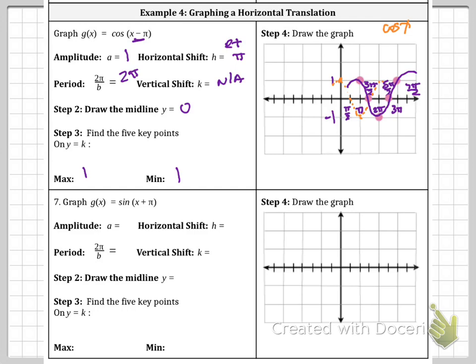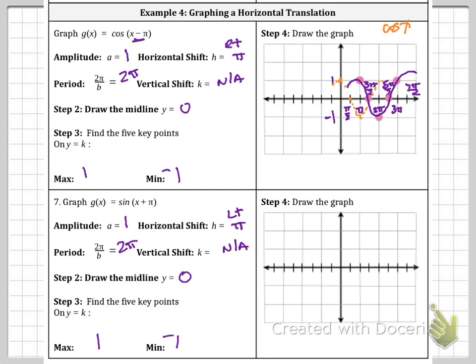Okay, if you tried it out, it should be very similar. Amplitude is 1. Horizontal shift, this time, is left pi. Our period is still 2 pi. There is no vertical shifting. Our midline is still at 0. Our max and mins are 1 and negative 1.